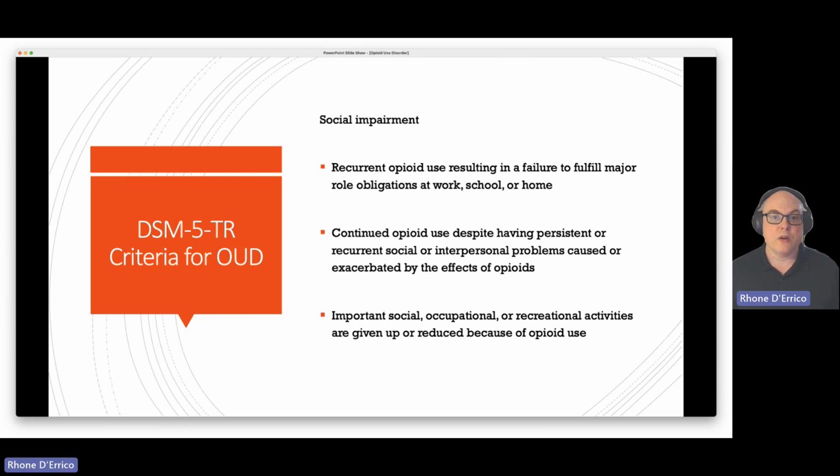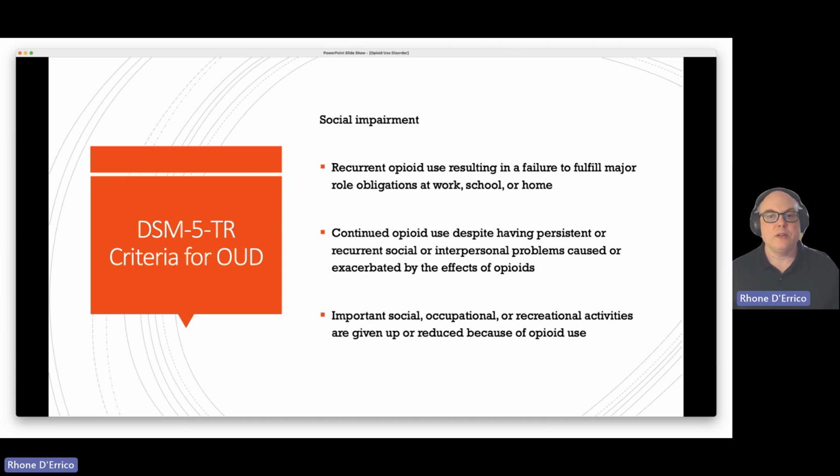Our next category is social impairment. What is this? This is recurrent opioid use resulting in a failure to fulfill major role obligations at work, at school, at home. Basically, if that opioid use is impacting the patient's ability to do their roles at work, school, or home, that is a criteria for opioid use disorder. That means the person is not able to care for their children or family. They're not able to go to work. They're not doing their schoolwork as they're supposed to. Whatever it is, that meets criteria for OUD.